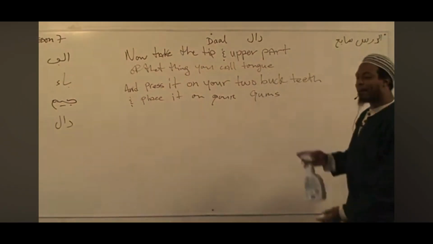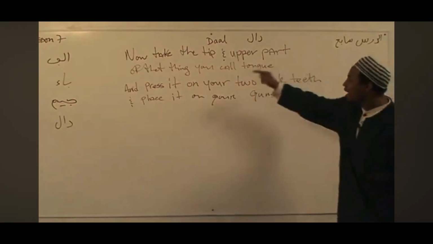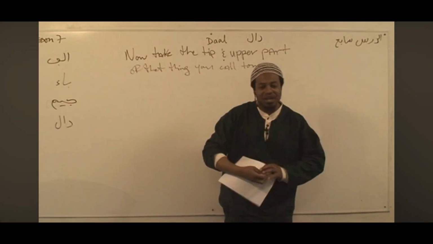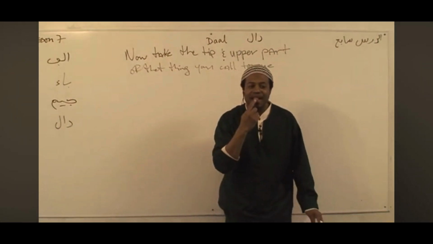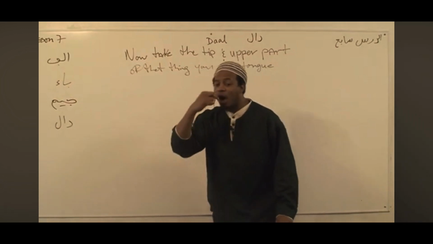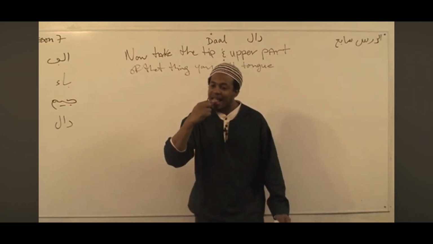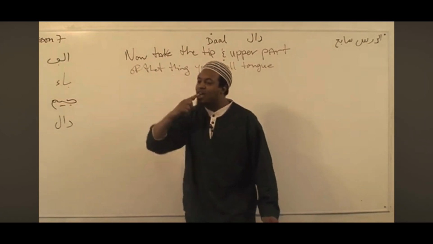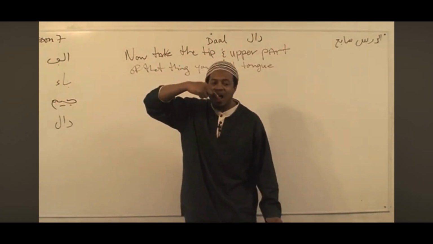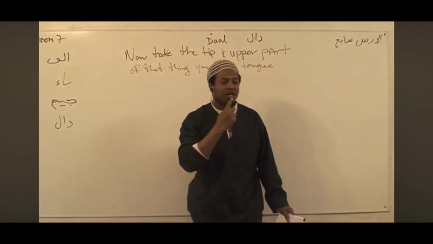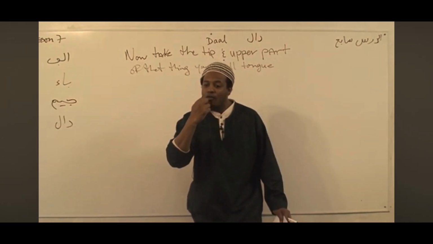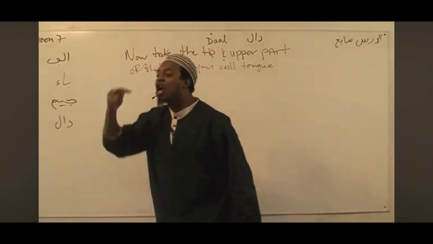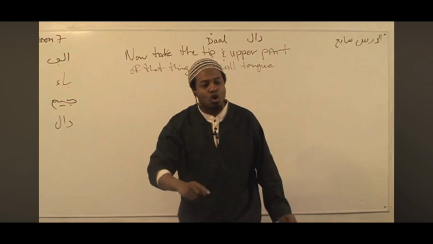Now take the tip and upper part of that thing you call tongue and press it on your two buck teeth and place it on your gums. Now show me, this is the tip. Okay, now take the tip. And the upper part is this part of the tongue. Everybody see me? It's the fawqiyya, the overhand part of the tongue. Okay, not the underhand part of the tongue. The tip and the over part. You understand that?